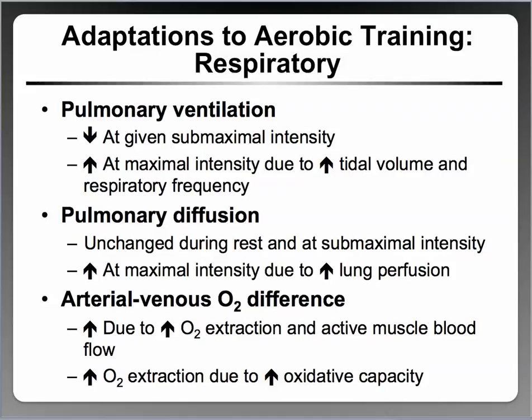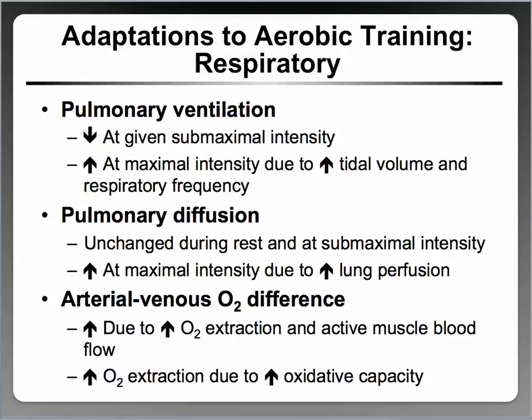At rest, it doesn't change from an untrained to a trained state. At any given submaximal intensity, again, looking at that same intensity in a trained versus an untrained state, what you're going to see is a decrease after training. And it can decrease by as much as 20 to 30%. And probably at first you're thinking, that doesn't make any sense, it should be better. But it's going to make more sense once we talk about pulmonary diffusion. So actual ventilation, the volume that we're moving in and out, decreases with submaximal intensity.